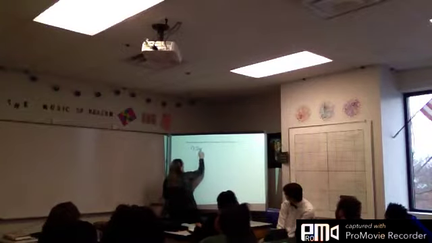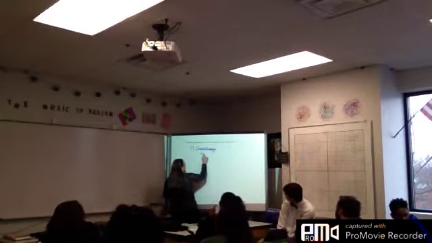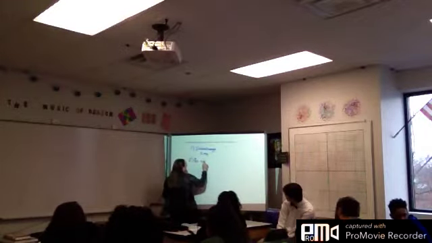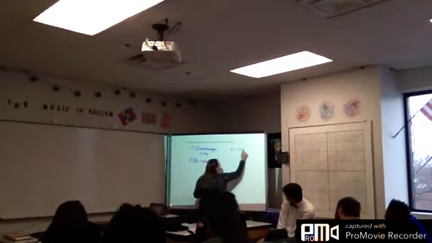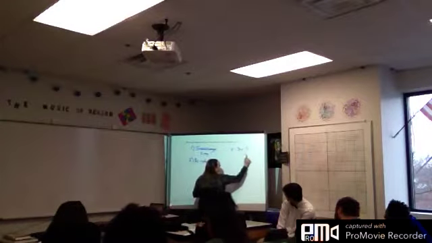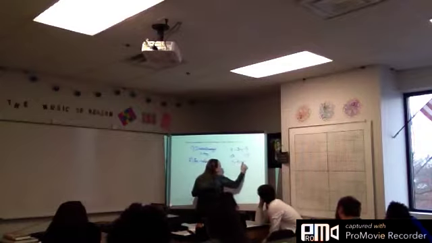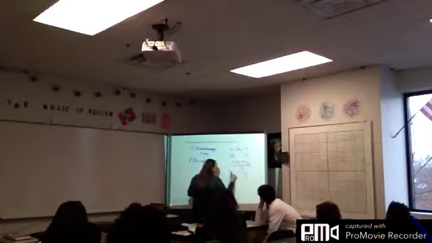X equals 3y minus 5. And then resolve for y. So I'm going to say x equals 3y minus 5. I'm going to add 5, so I get x plus 5 equals 3y, and then I'm going to divide, and y equals x plus 5 over 3.